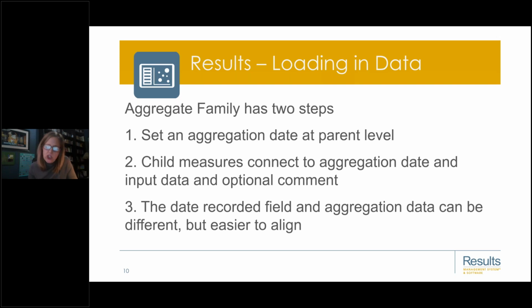So if I have my 3 children and those measure owners, for whatever reason, have different recording dates, the parent needs to define what the reporting date is at the parent level. So they open up the aggregation date, and then all the children measures, there's a 2-step process there. They connect to an aggregation date, and then they input their data like they normally would. Okay, and we will walk through that. The final step then is just to add your data and do that optional comment.